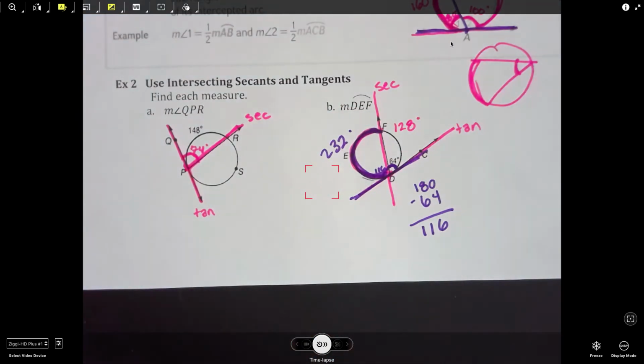So there's A and B. Those arcs have to be double the measure of what the angle is. Okay. Moving on to the back side. Again, we'll write these theorems down all at the very end.